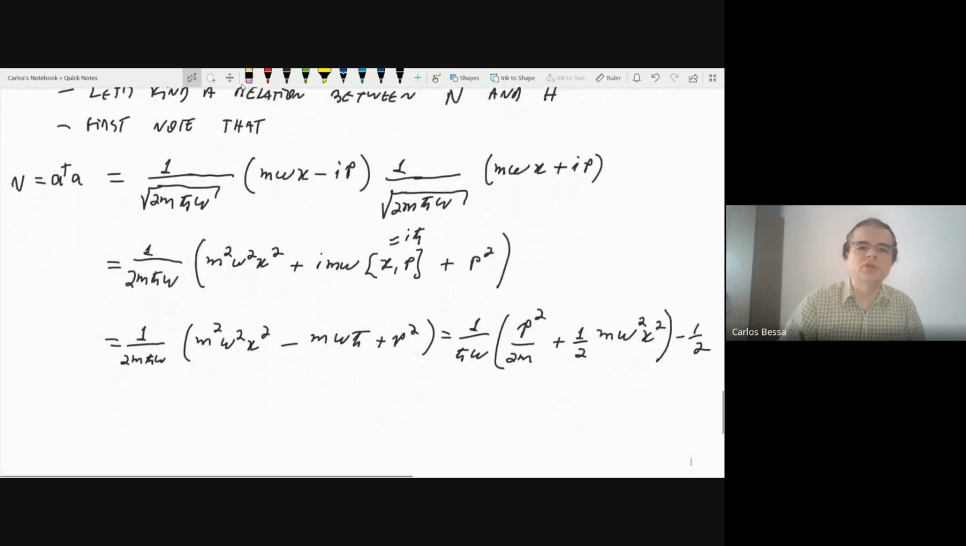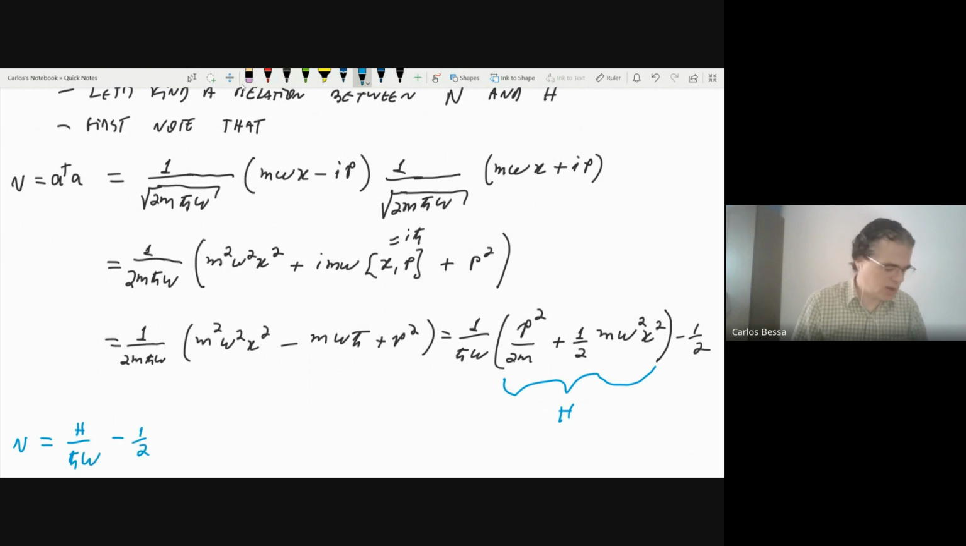And I separate in this way because you guys can note that this is just the Hamiltonian, the definition of the Hamiltonian. So N is H over h bar omega minus 1/2, or H is just h bar omega times N plus 1/2. Okay.